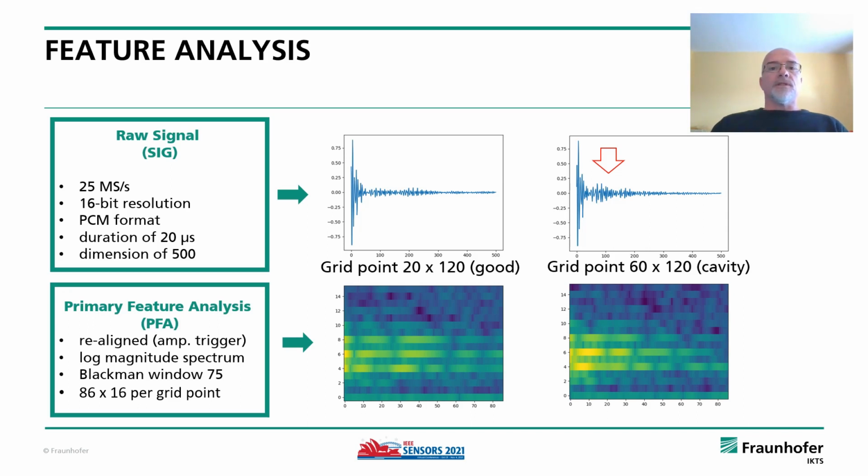There are variations in the thickness of the bonding layers across the objects and unwanted reflections from the object edges. In order to compensate these effects, additional feature analysis, PFA, using the raw signals was performed. The PFA features were created by calculating the log magnitude spectrum with a Blackman window with a length of 75, yielding features with a dimension of 87 × 16 per grid point.